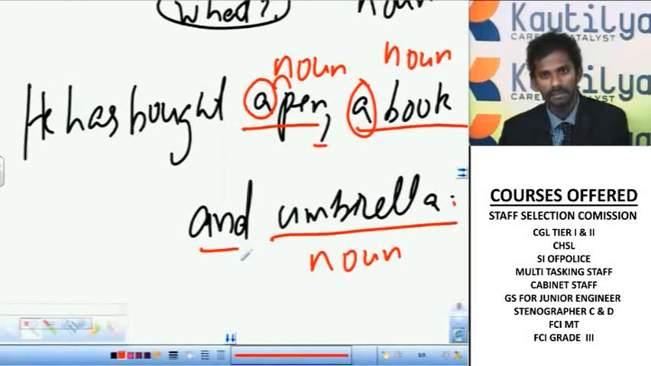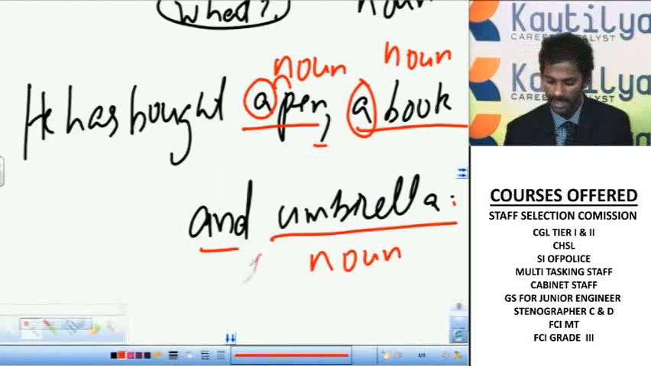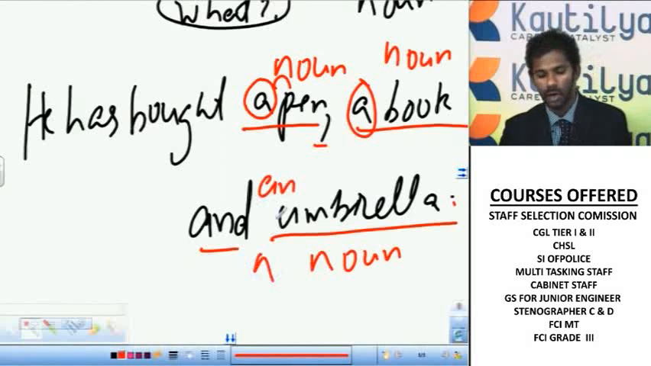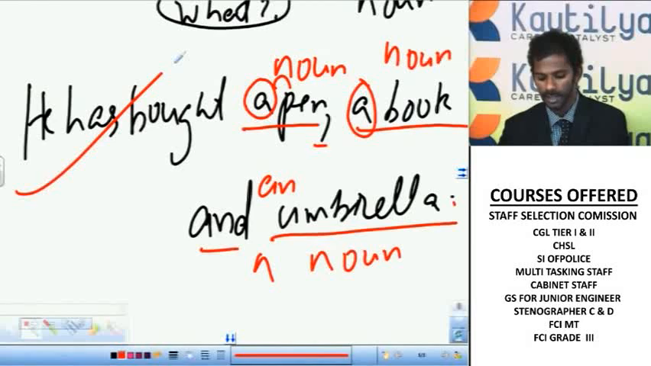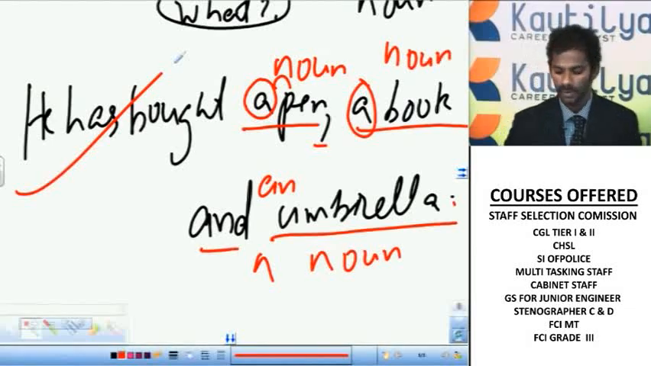How can parallelism be created in this sentence? He has bought a pen, a book and an umbrella. Now this sentence is grammatically fine. All the 3 ideas are single words, right? And all the ideas are in the same part of speech. We have an article to refer to all the 3 ideas. So now this sentence becomes grammatically fine. Now there is parallelism. He has bought a pen, a book and an umbrella. Clear? So we discussed 4 concepts in parallelism. First one is gerund. Second one is infinitive. Third is single word. Fourth one is part of speech.